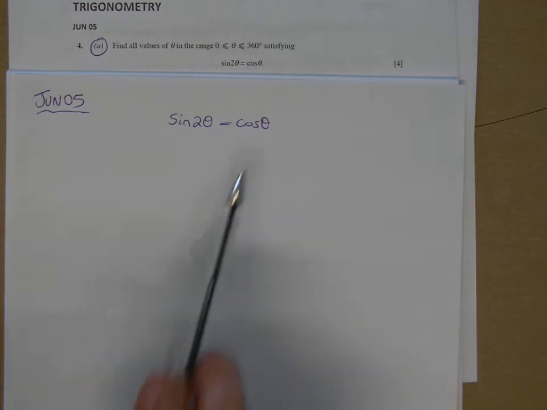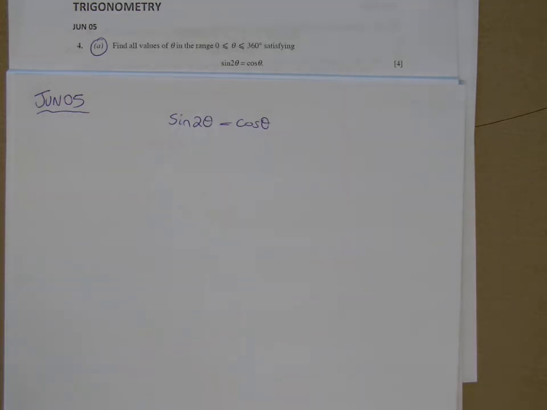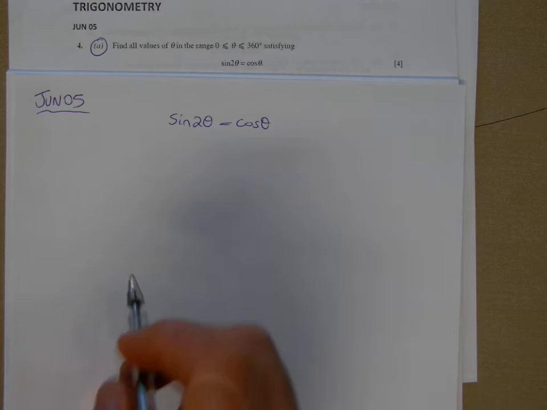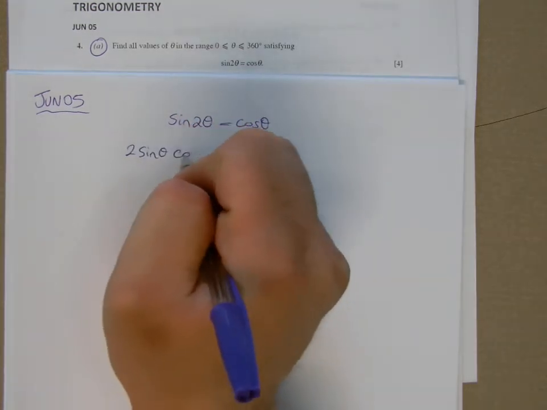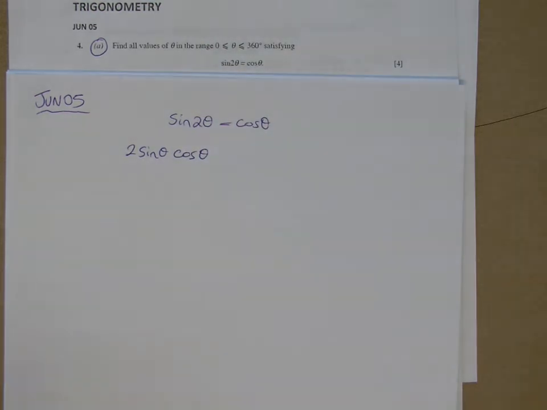Double angles. And you just need to remember, okay, what is sine 2 theta? Using our double angle result, it's going to be 2 sine theta cos theta. That's what sine 2 theta is. If you can't remember it, as I said, you work it out from the methods we've used before. But that's what it is.